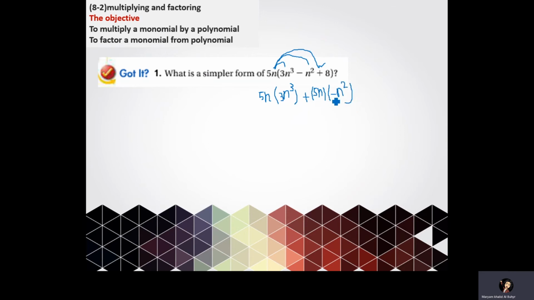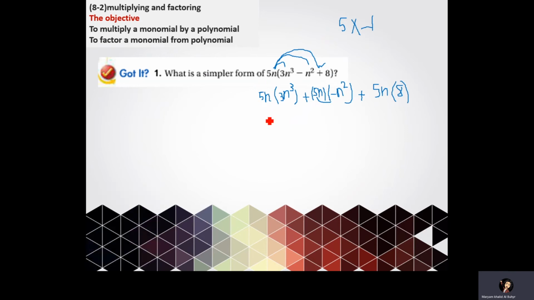Even if I have negative here, that means -1, no problem. So these two will be like 5 times -1, so no problem. Plus 5n times 8. Let's do our calculation. We can easily do our calculation.